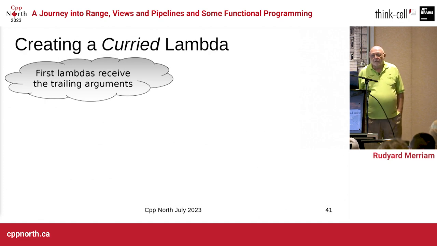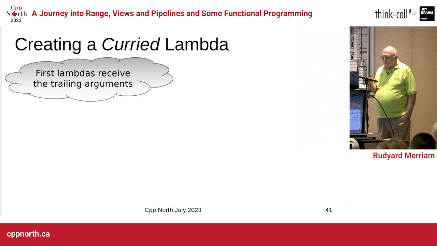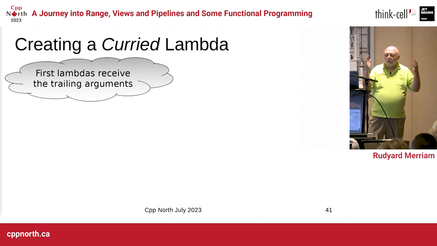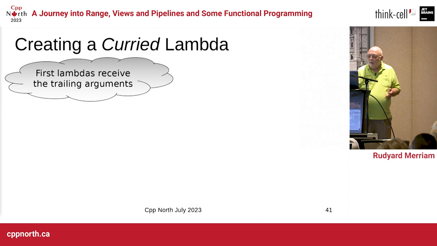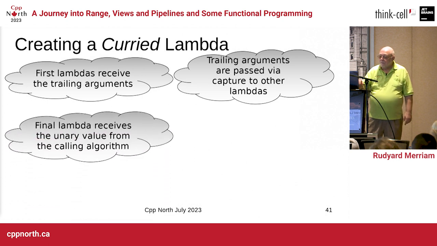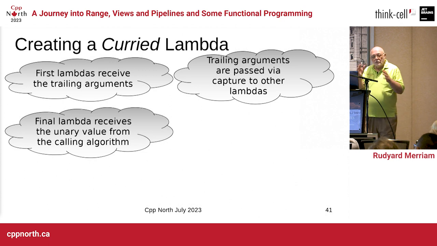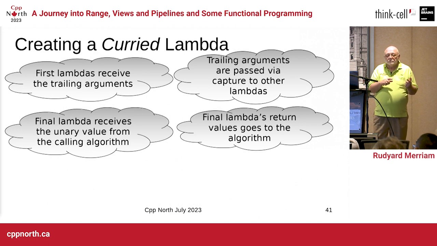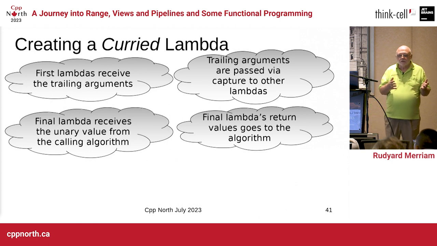How do you create a curried lambda? Just to give some quick rules of thumb. First lambdas receive the trailing arguments. That's why I mentioned specifically what trailing arguments are. They pass through capture to the lambdas each step along the way. The final lambda receives the unary value from the calling algorithm, in this case, filter. The final lambda then executes the actual function and returns it to the calling algorithm. In this case, filter is what we were interested in.